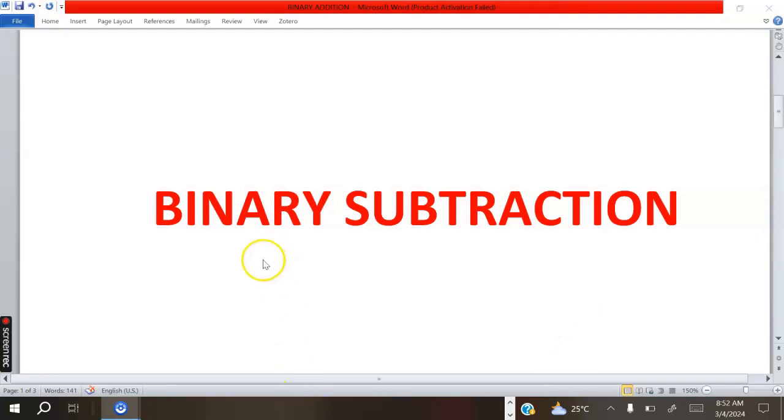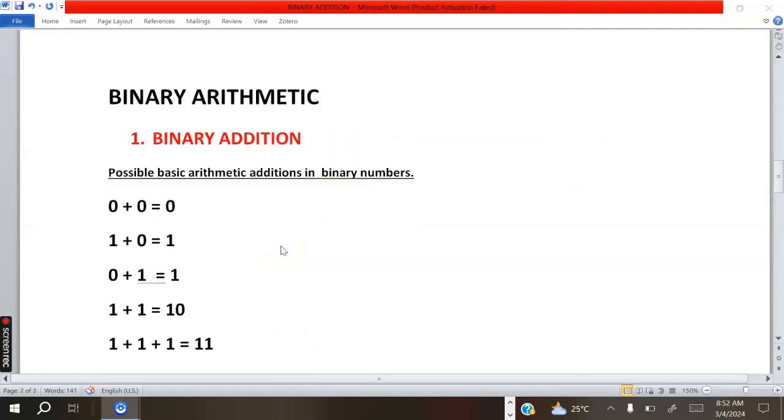But before we go to the steps on how to subtract binaries, you first need to get conversant with how to work with binary addition. For example, 0 plus 0 gives you 0, while 1 plus 0 gives you 1. 0 plus 1 gives you 1, while 1 plus 1 gives you 1 0. Remember, this is binary addition, not normal numbers. Therefore, we state it as 1 0 and not 10.